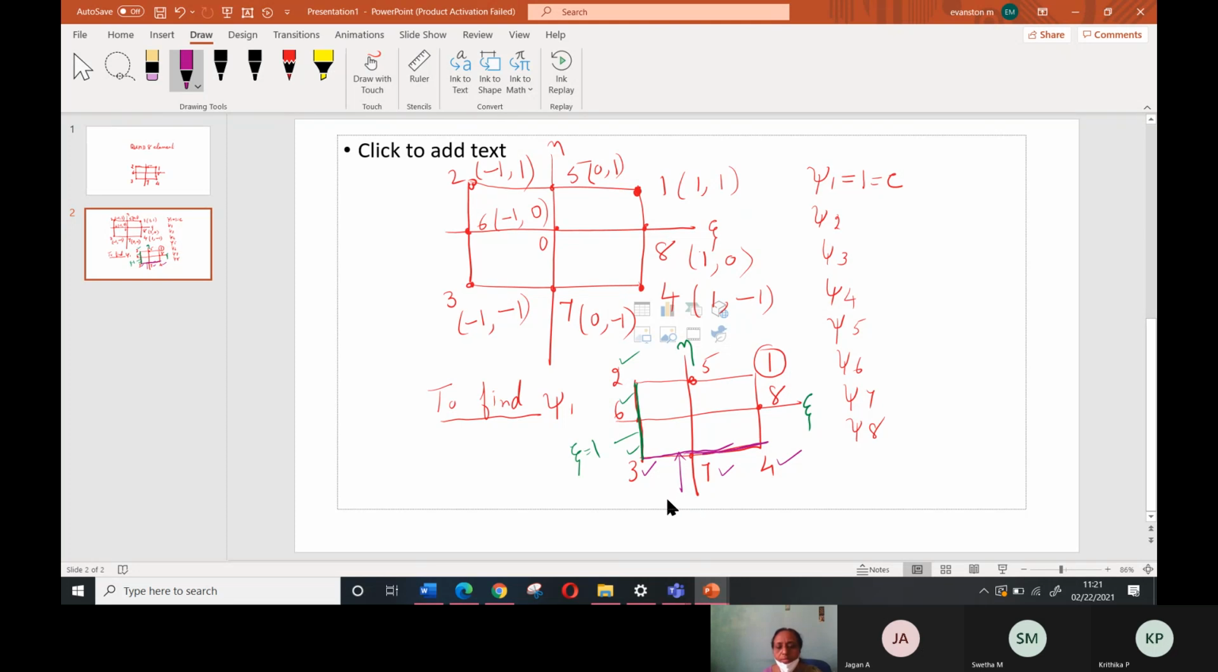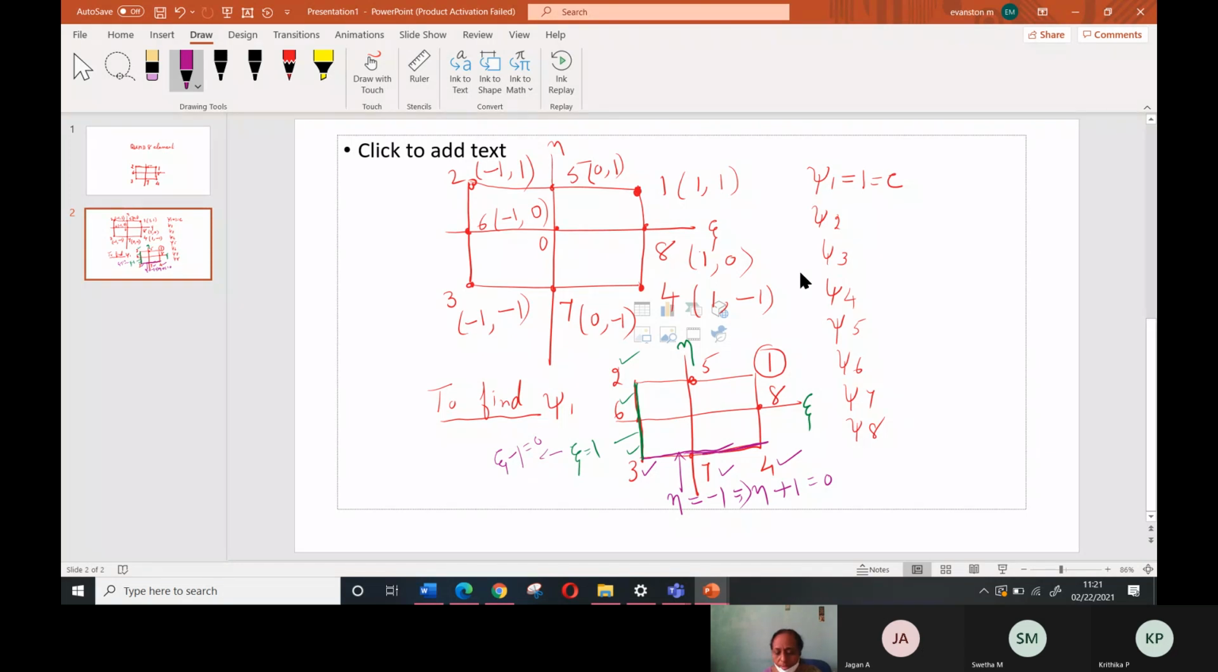What is the equation of this line? Eta is equal to -1. Eta is equal to -1. So if you write this one, you will get xi -1 is equal to 0 and eta plus 1 is equal to 0. Xi -1 is equal to 0.